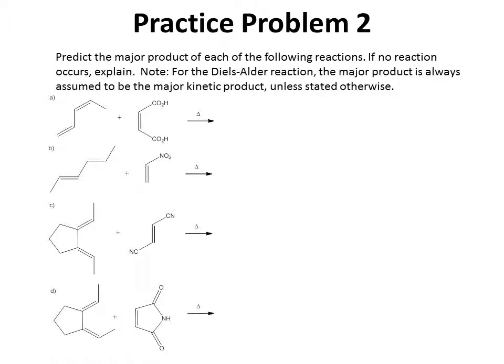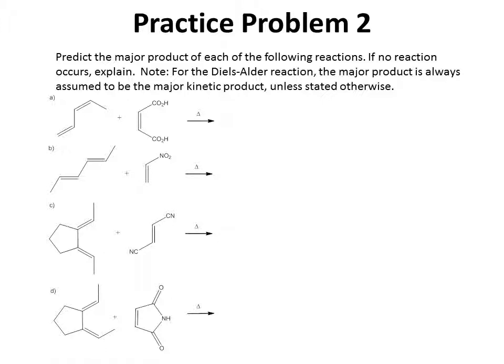Practice problem 2. Predict the major product of each of the following reactions. If no reaction occurs, explain. Note, for the Diels-Alder reaction, the major product is always assumed to be the major kinetic product, unless stated otherwise.